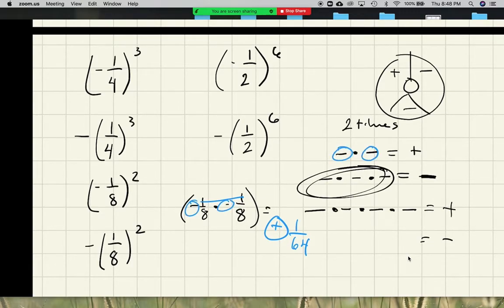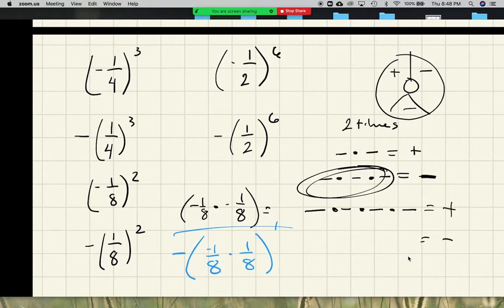When it's on the outside of parentheses, you just leave it alone until the very end. So that would mean negative, and then 1/8 times 1/8. 1 times 1 is 1. 8 times 8 is 64. Leave it alone until the very end.